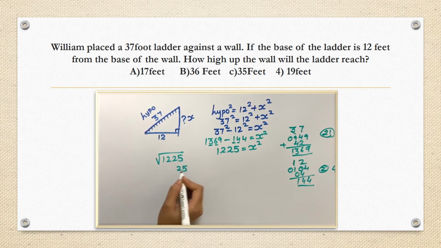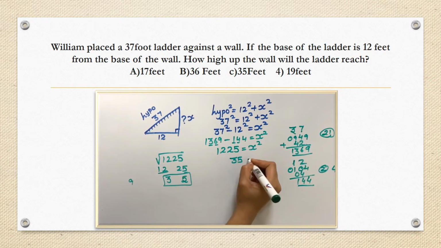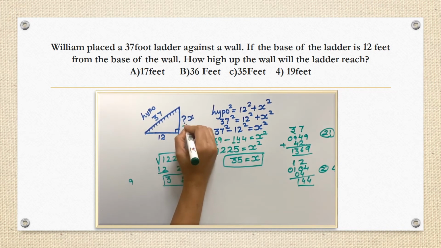So this is one group, another group is this. Check the ending digit 5, so it can be the square of 5. Then this 12 is close to the square of 9, and 9 is the square of 3. Square root of 9, 3. So 35. X is 35. 35 feet.